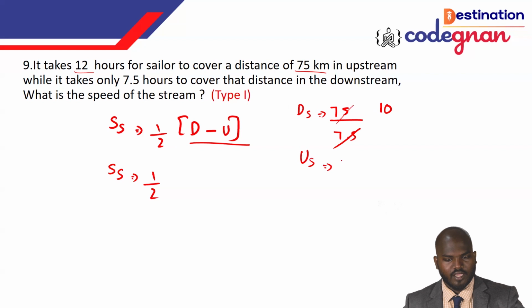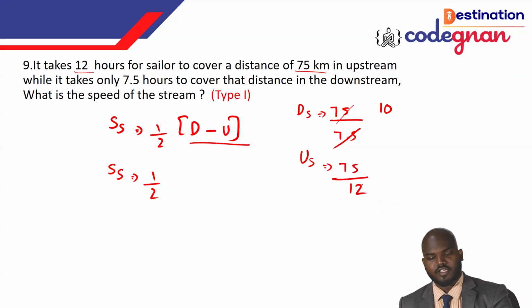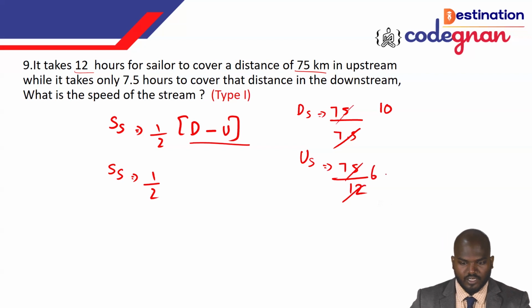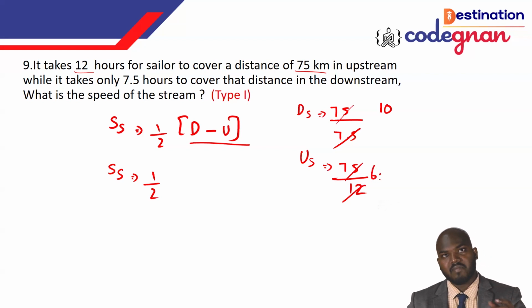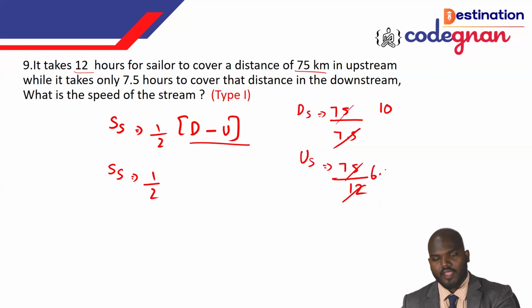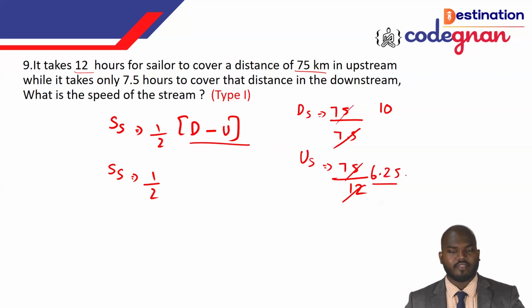So upstream speed, you can take it as 75 over 12 hours. If you take this one, guys, 12 times 6 is 72. 72 will come, remaining 3 will be left. You can make it as 30. Okay, 30 if you make it up, 2 times 12 is equal to 24. And next you are left with 6. And you can call it as 6.25 is the value there.